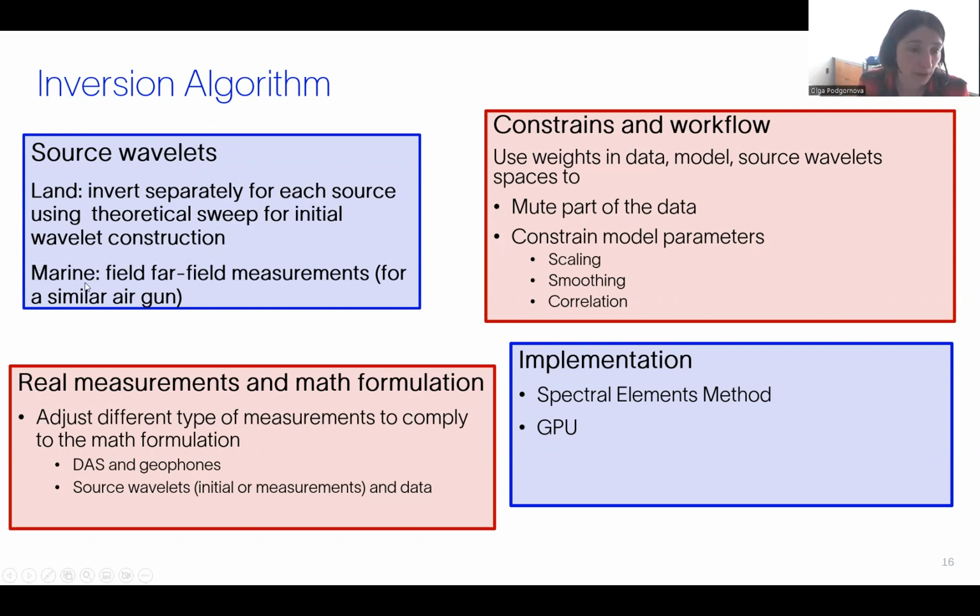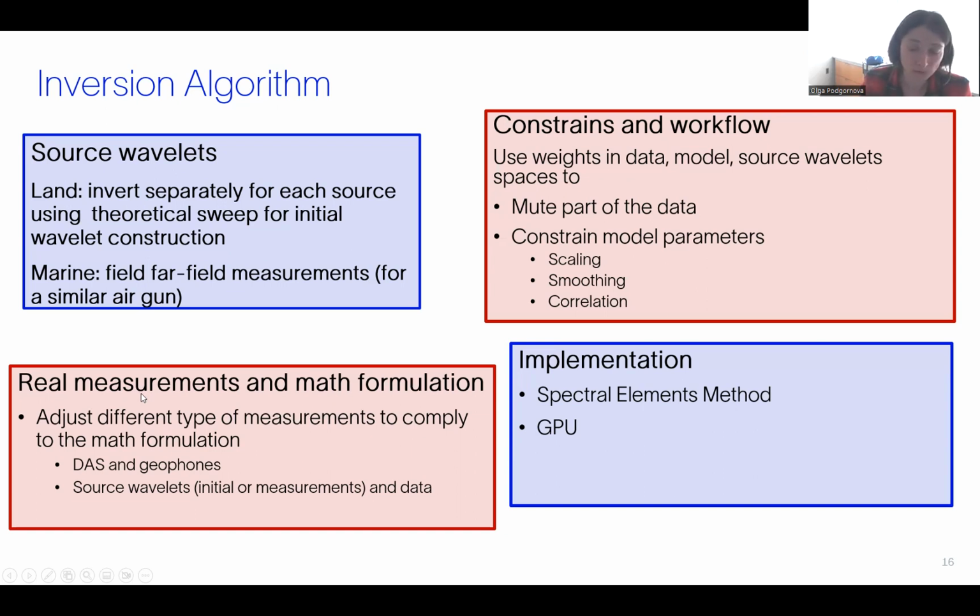But for the marine case, where we use an air gun, the wave signature is quite consistent between the shots, and we do not invert for it. So we invert for its amplitude, but not for the shape. And as a starting point, we use far field measurements for the same or a very similar air gun in similar conditions to those used in the field.